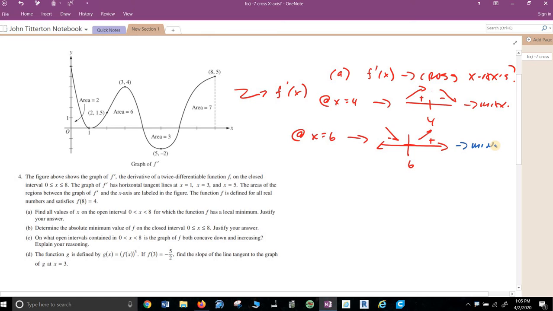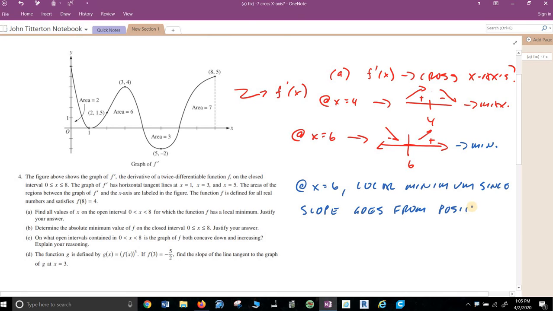Now I have to answer the question carefully. Find the x-values where f has a local minimum. It's accumulating area at the end and accumulating area at that end, so I'm going to ignore those. So at x equals 6, local minimum. And they asked me to justify, so I will actually get into that. Since slope goes from negative to positive. And that's what I would do.